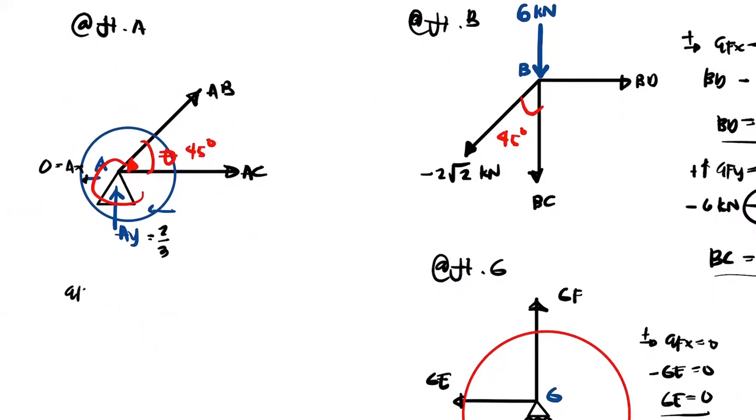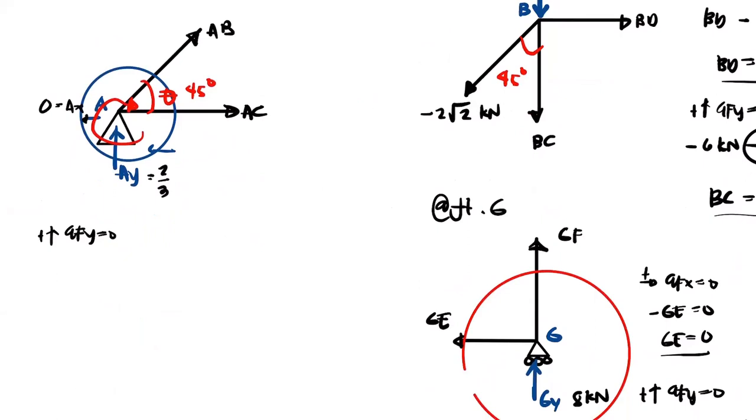Okay, so, summation forces Y is equal to 0. Going up is positive. 2/3 plus 2/3 plus sine 45 AB is equal to 0. Tama? So, AB is equal to what? So, pag pinindot mo sa calc yan, that is 2/3 divided by sine 45. And that will result to 2 square root of 2 over 3. Okay? So, that is your AB.